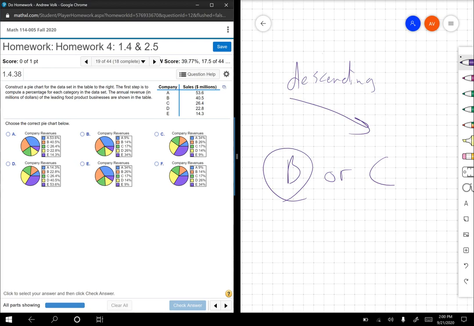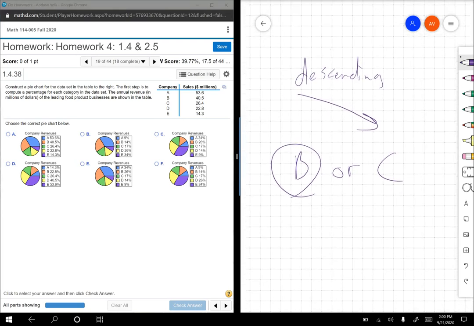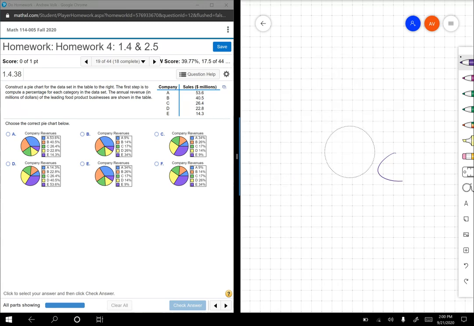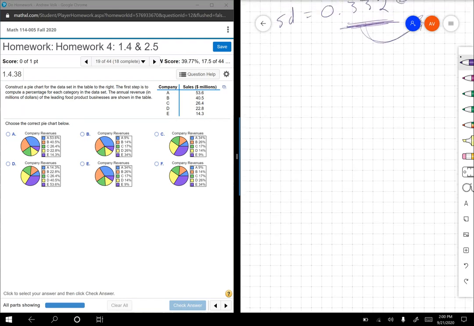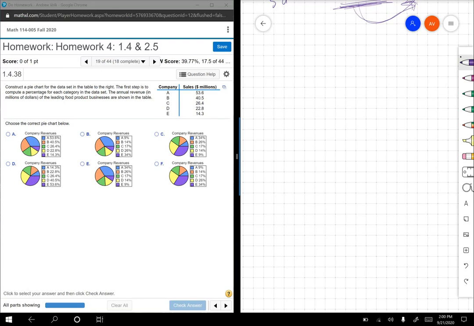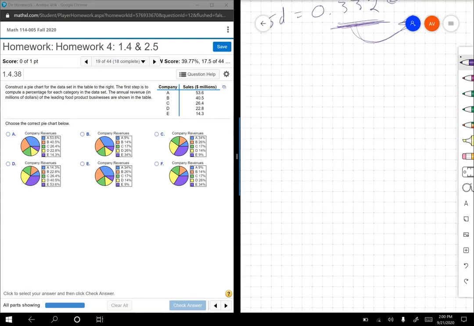Number 19, we're going to try to match our graph here. It says the annual revenue, and it's shown in the table. And if I look at this, we've got pie charts. So when we look at the pie charts, what we want to try to figure out is which ones match. The biggest category should be A. And if I look, which one has the biggest category A?